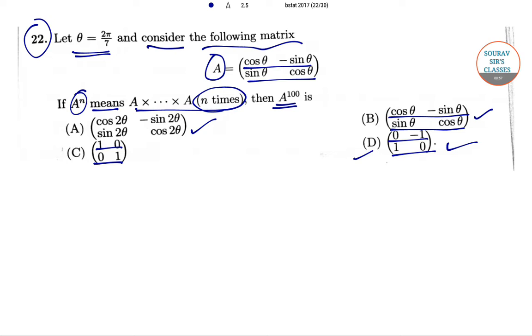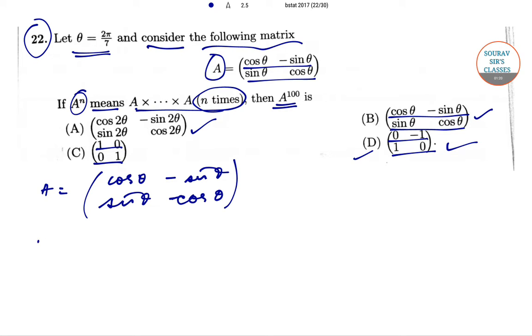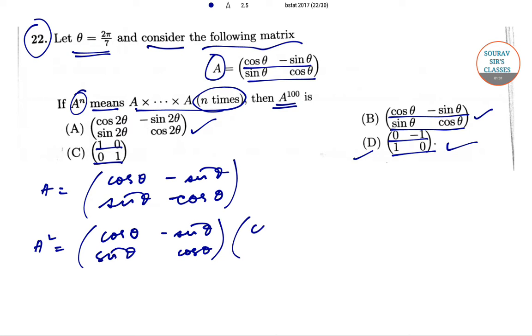So what we will do, we will try to find a general expression of the matrix A to the power n. We will try to derive it by mathematical induction. We have been given that A is the matrix cos theta, minus sin theta, sin theta and cos theta. So this is the matrix that we have been given. Now we will try to find out A square. The matrix A square is nothing but cos theta, minus sin theta, sin theta, cos theta into cos theta, minus sin theta, sin theta and cos theta.